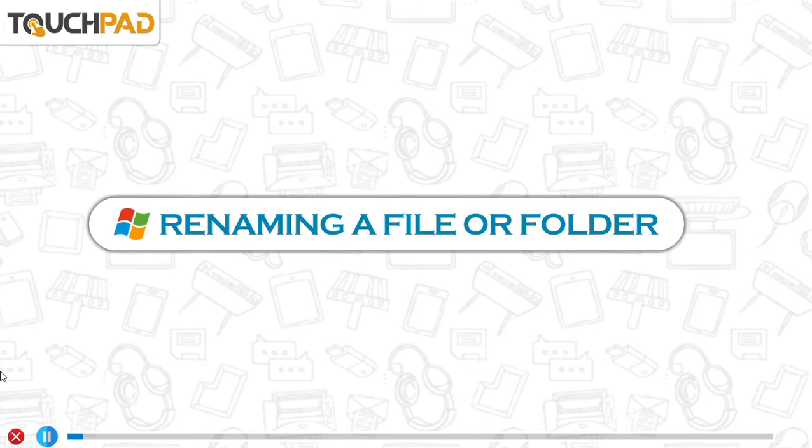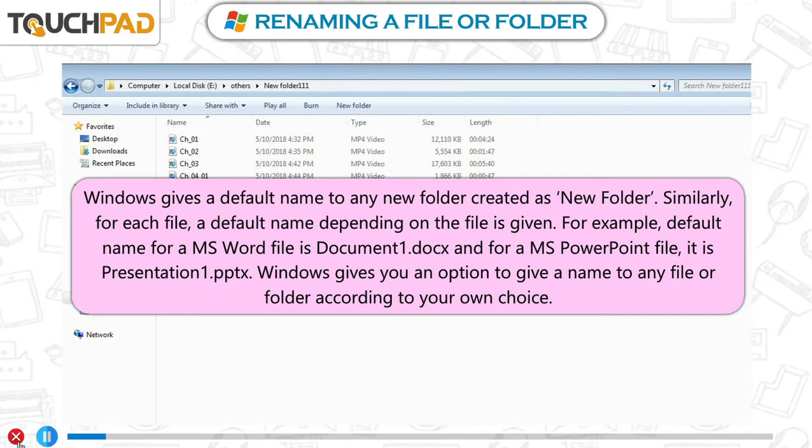Renaming a file or folder. Windows gives a default name to any new folder created as New Folder. Similarly, for each file, a default name depending on the file is given. For example, the default name for an MS Word file is document1.docx, and for an MS PowerPoint file, it is presentation1.pptx. Windows gives you an option to give a name to any file or folder according to your own choice.